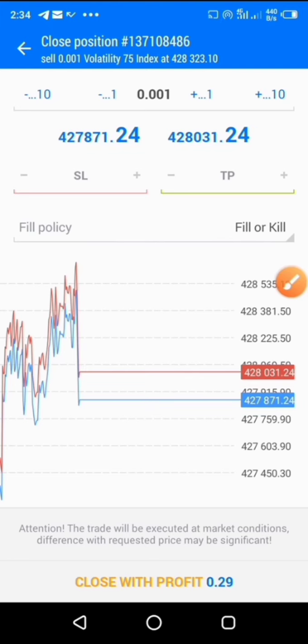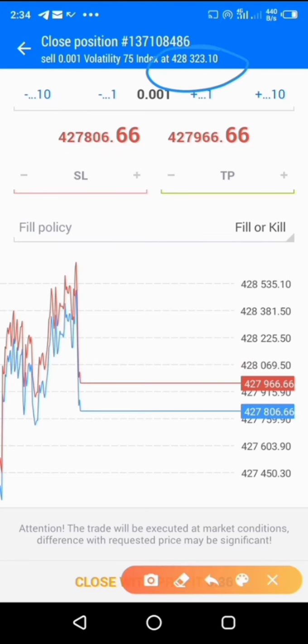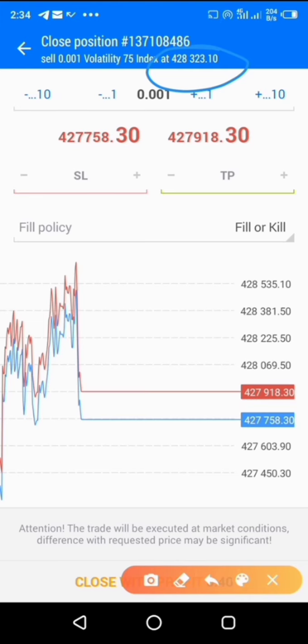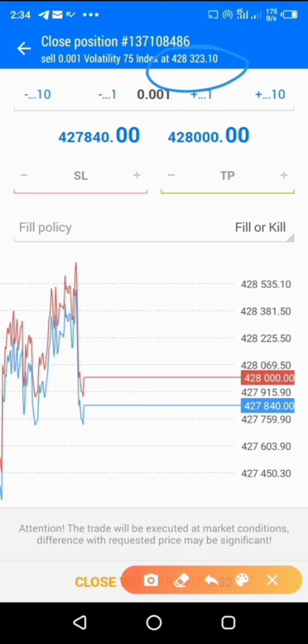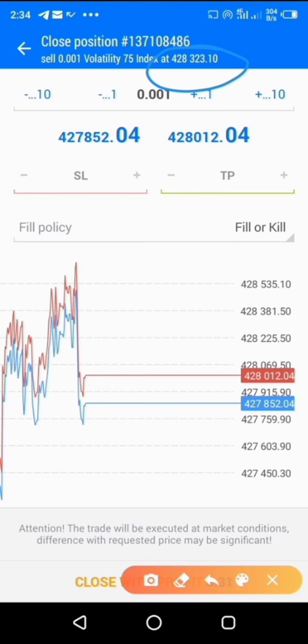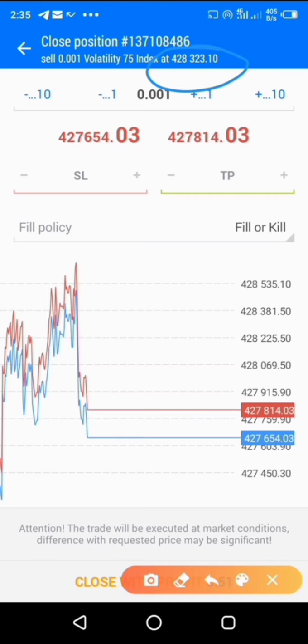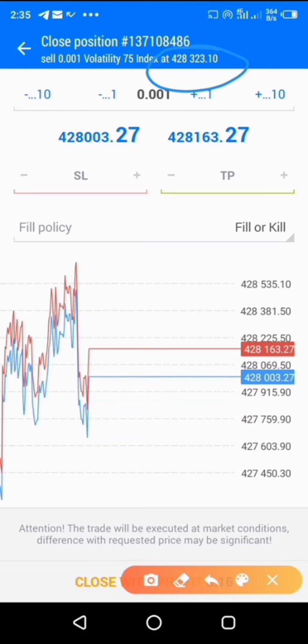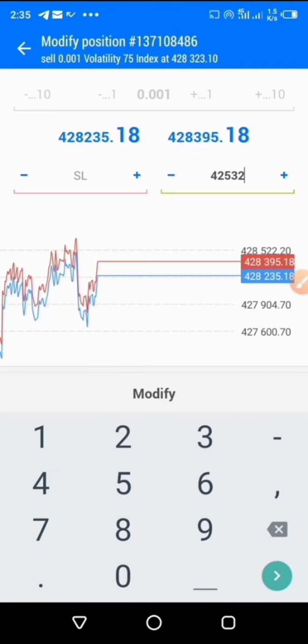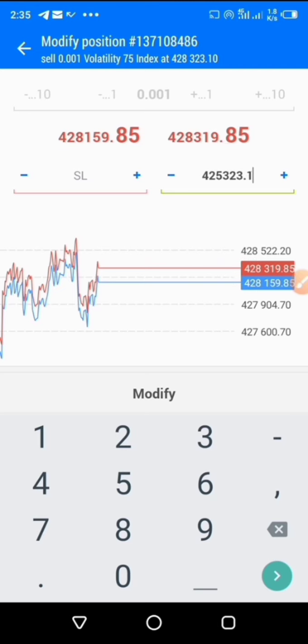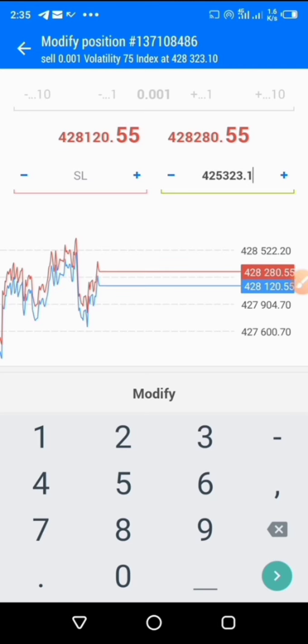Now, where is price? Price is currently at 428,323.10. So I want to calculate it right now. I want price to come down so that I can make profit. So your take profit, in a 1:3 reward system, is going to be this price above minus 3,000 points, since I'm trading a sell.